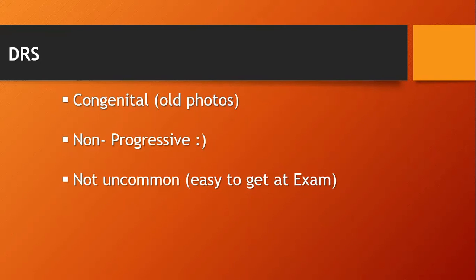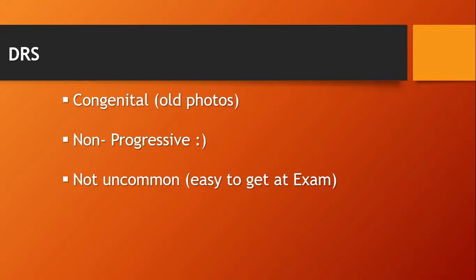This is important because sometimes in the exam they will ask you about the etiology. So if you have a case of Brown syndrome, don't forget the acquired causes, because this is a common mistake. But Duane syndrome, by nature, is a congenital syndrome. And it is non-progressive, and this is good.